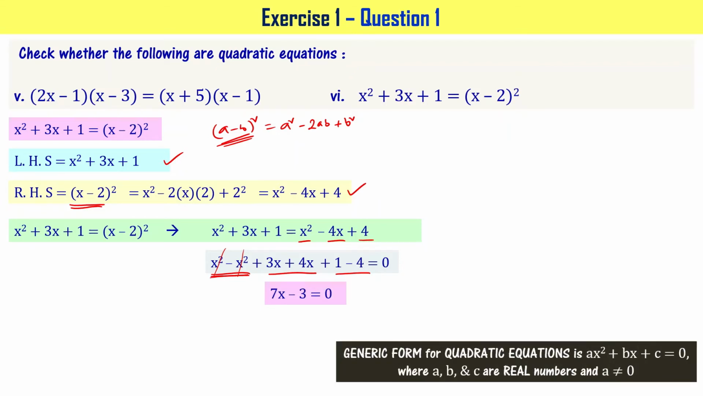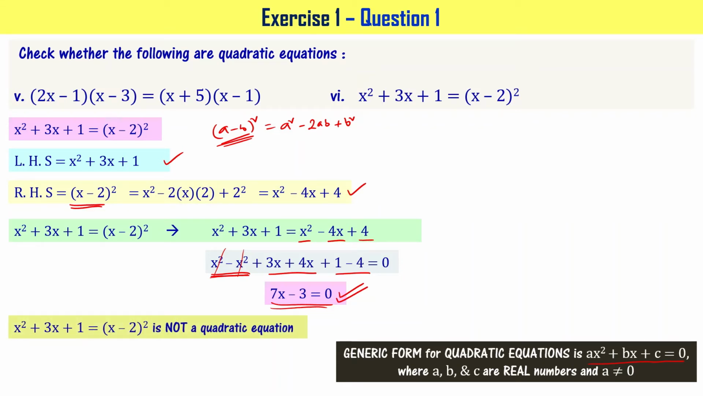We know that for an equation to be a quadratic equation, it has to be in the form ax² + bx + c = 0, right? But the equation 7x − 3 = 0 is not in that form. 7x − 3 = 0 is a linear equation, but not a quadratic equation, right? For that reason, we say that the given equation x² + 3x + 1 = (x − 2)² is not a quadratic equation.